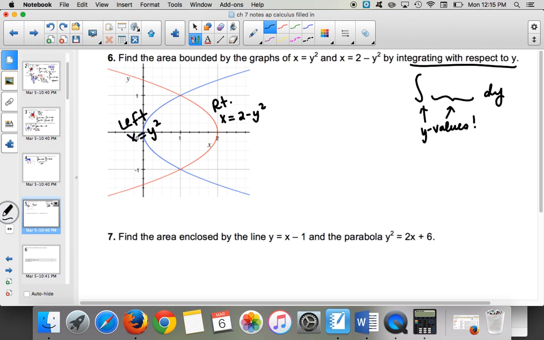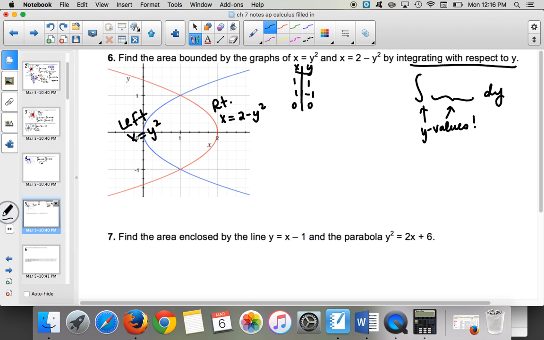How can you tell? If you can't tell, I would do a quick t-table for them. If you plug in numbers for y, you get numbers for x. So if I plug in y equals 0, I get 0. If I plug in negative 1, I get 1. So I should have the points 1, 1, 1, negative 1, and 0, 0 on this first one. Did you see it? You're just doing a t-table, but your independent variable, the thing you're plugging in for, is going to be the y value.